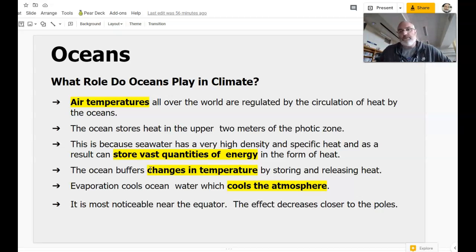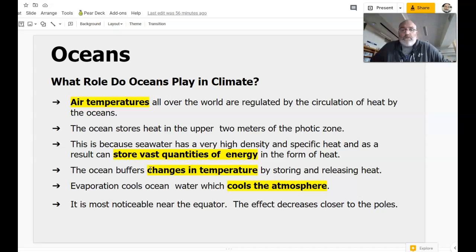When you were in sixth grade and we studied what makes a planet habitable, one of the things was an atmosphere that can kind of act like a blanket and keep you from being too warm or too cold at any given time. Well, an important part of our atmosphere's blanket is the oceans because they're holding on to heat and releasing it, keeping our temperature sort of even and stable no matter what's happening everywhere else.